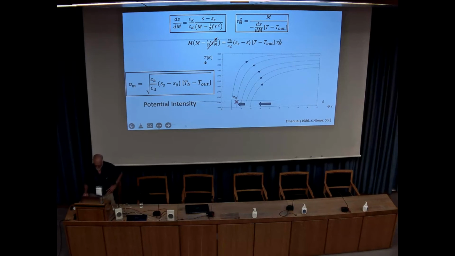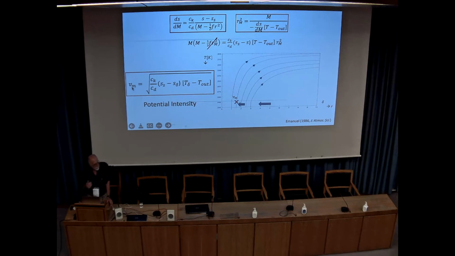So if you combine these two equations, neglect this term, I'm depending on you to go back and look at this stuff, because it took me a long time to understand what's going on here. Anyway, you get this formula of potential intensity.